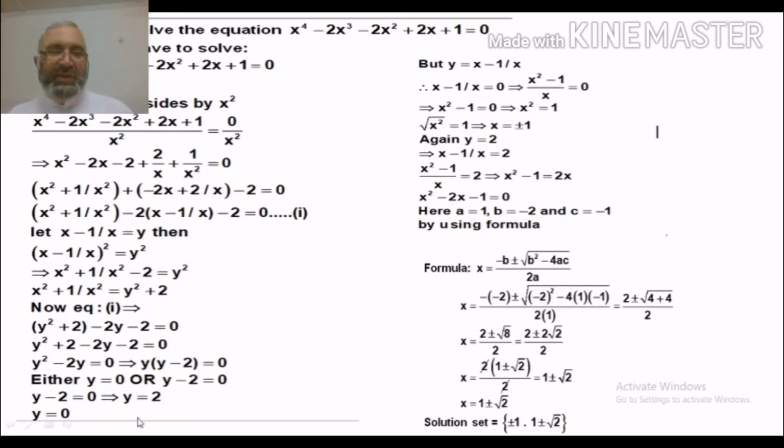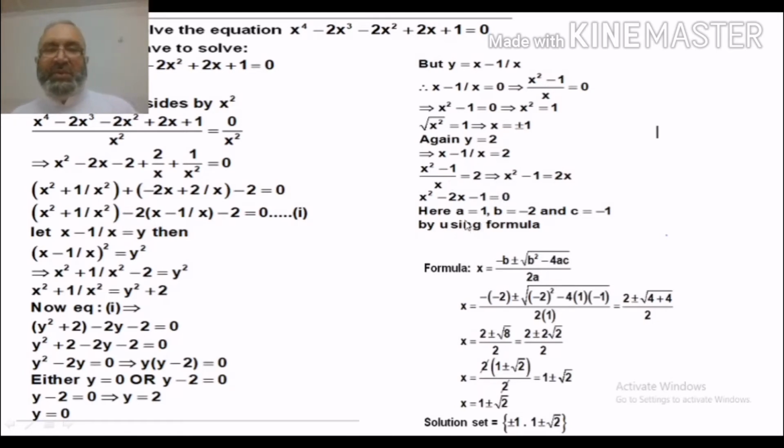Again, the value of y was 2. So by putting y is equal to 2, this means x minus 1 over x is equal to 2. Again, x is the LCM. So we get x square minus 1 is equal to 2, multiplying both sides by x. So x cancels, we get x square minus 1 is equal to, on the right, 2 multiplied by x becomes 2x. Transferring 2x to the left hand side, we get the standard form of the quadratic equation, x square minus 2x minus 1 equal to 0. So solve this equation either by factorization or by any method.